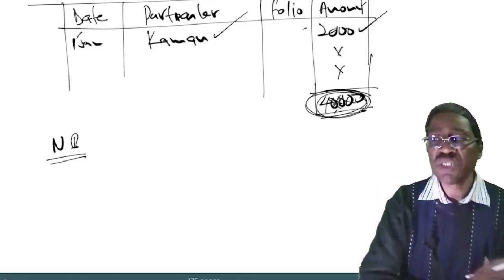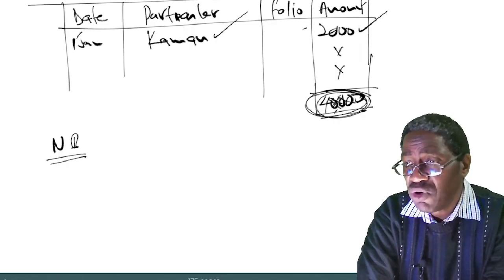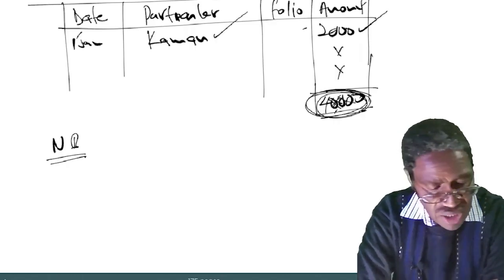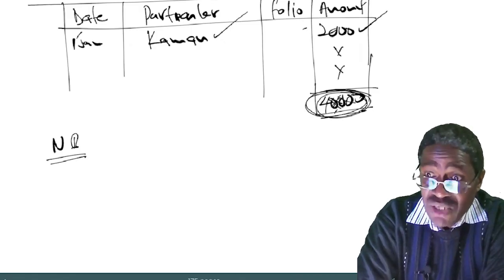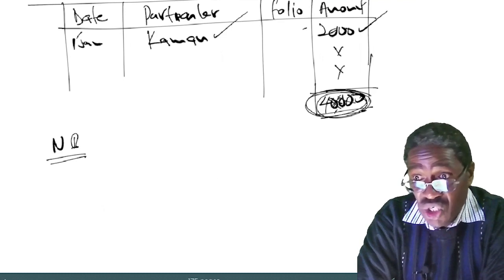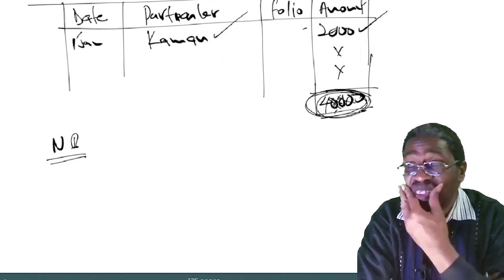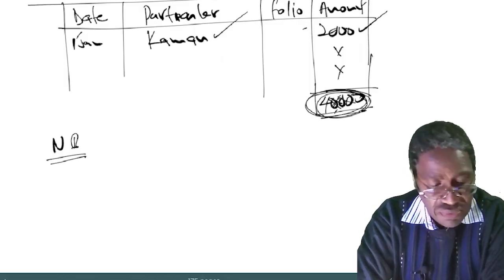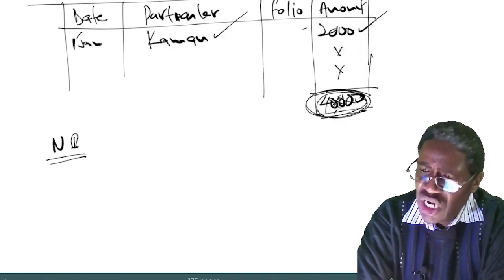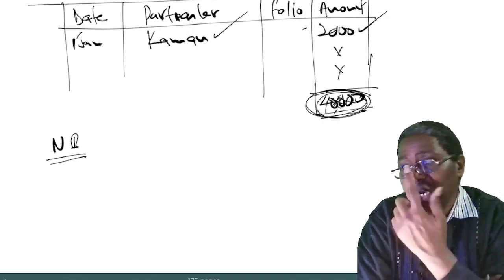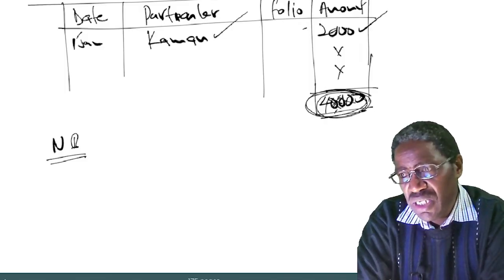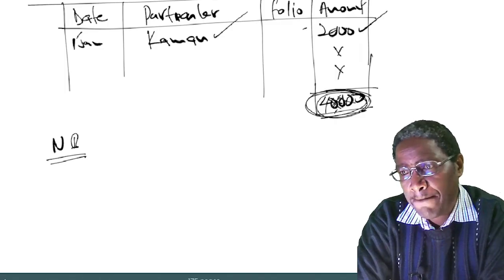Then you say this. The following is the format of the sales journal, purchases journal, return inwards journal, and return outwards journal.